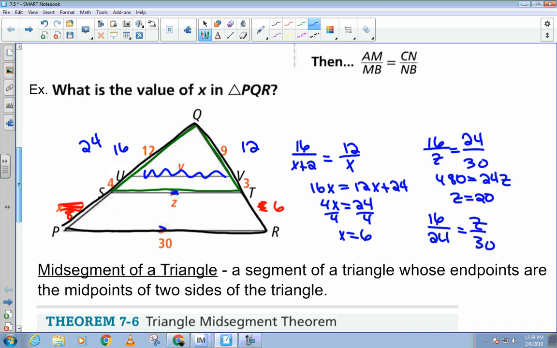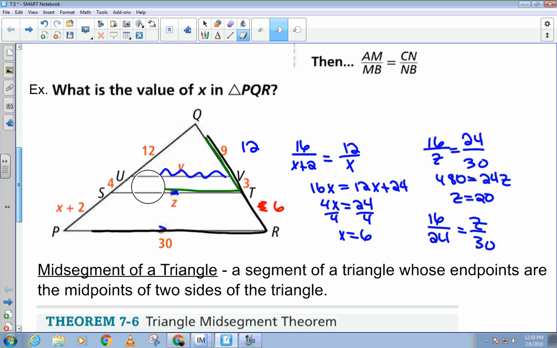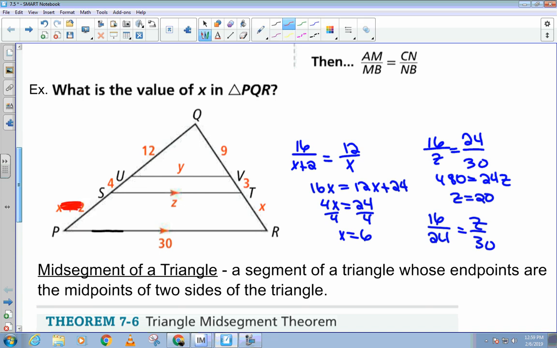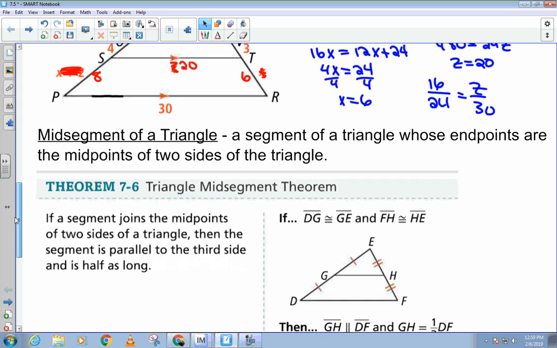Okay, so that finds x, and that finds z. So I'm going to come back to y. I'm going to talk to you about something here, and then I'm going to come back to it. Erase this down here, and then we're going to talk about something. So we said this was 8, and this is 6, right? And then we found z to be... so I'm going to come back to y here.